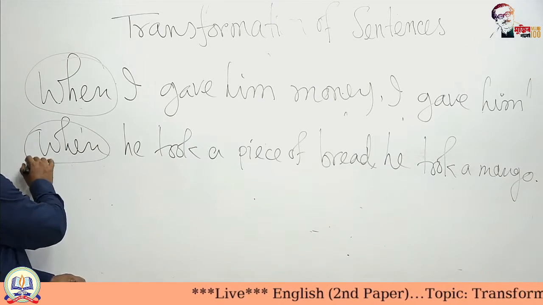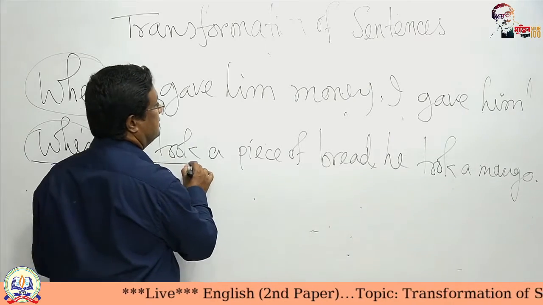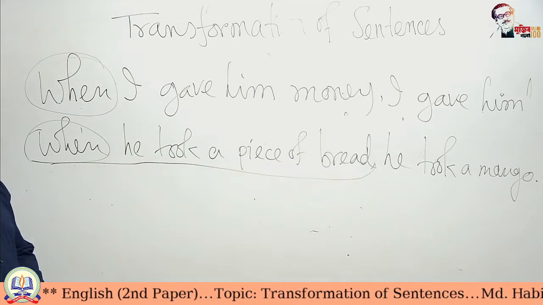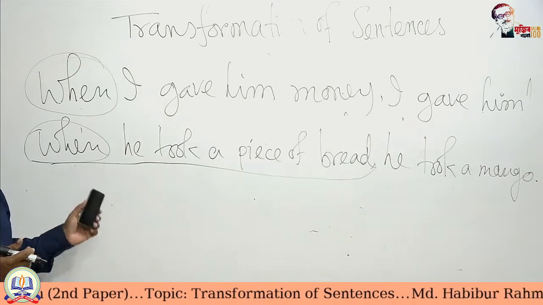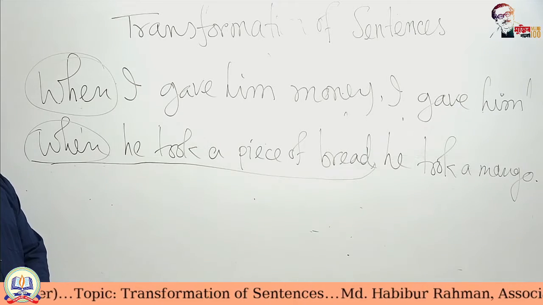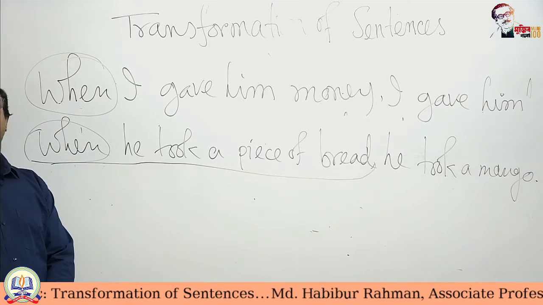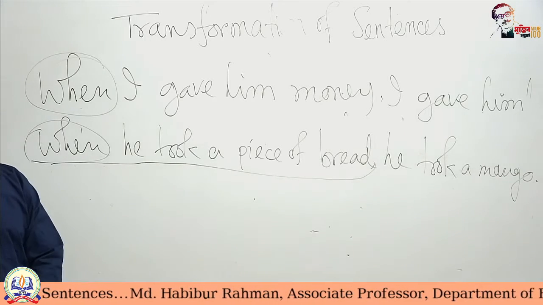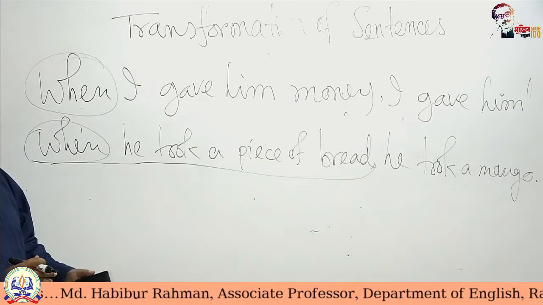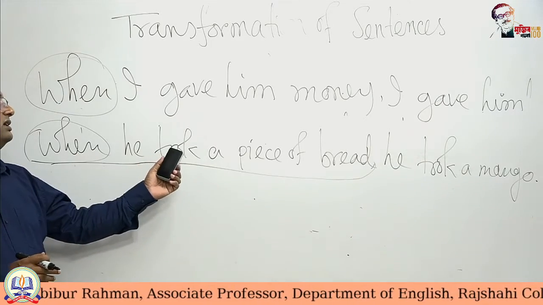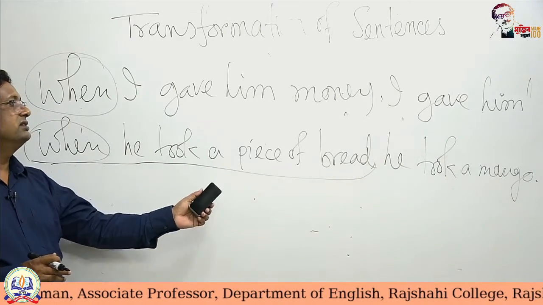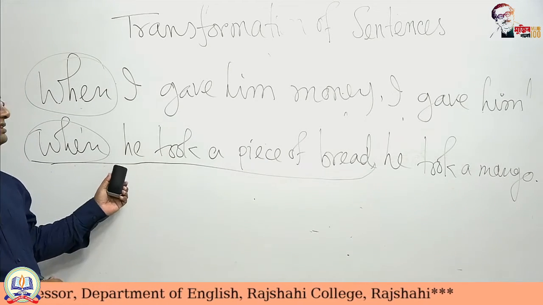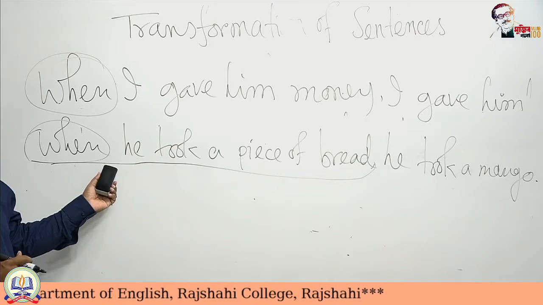This is a conjunction and this clause is dependent on another part. Why dependent? There is no clear meaning. When he took a piece of bread, we have a question. What happened then? What happened? He took a mango. That concludes. That is why this is a dependent clause, and that is an independent clause or principal clause, and this is called subordinate clause.